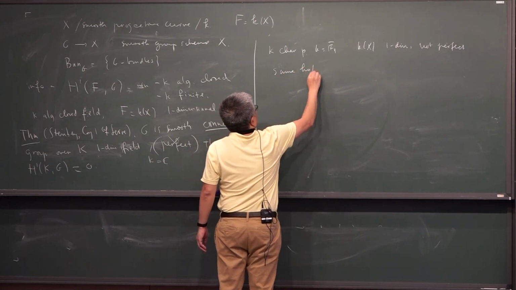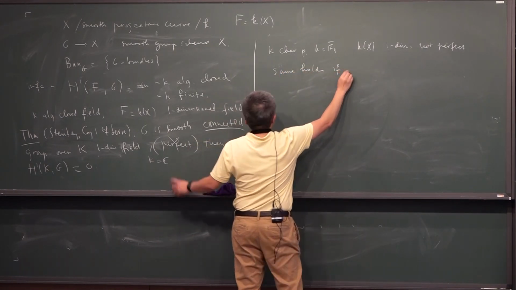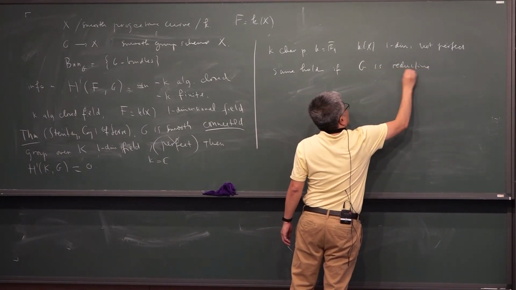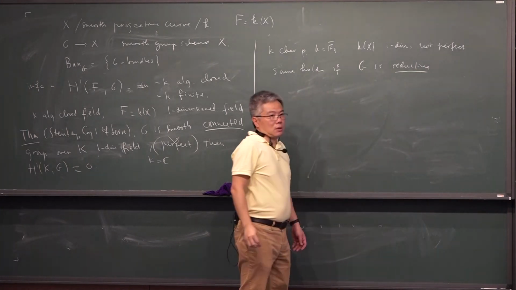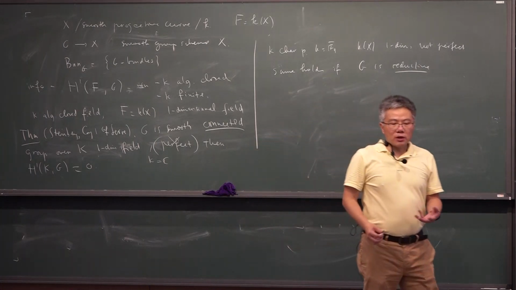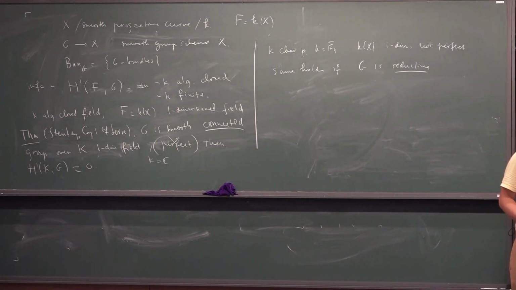the same holds if G is reductive. So what is wrong with it? It basically works for multiplicative groups, but it doesn't work for unipotent groups. And maybe in time you can explain how it fails. It fails badly, it can be infinite for unipotent groups.